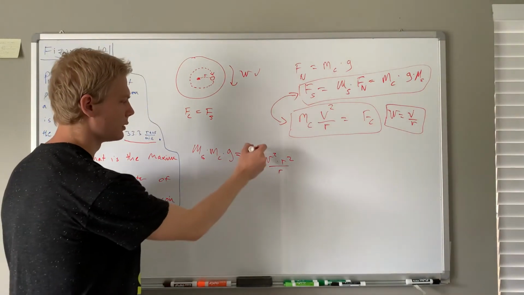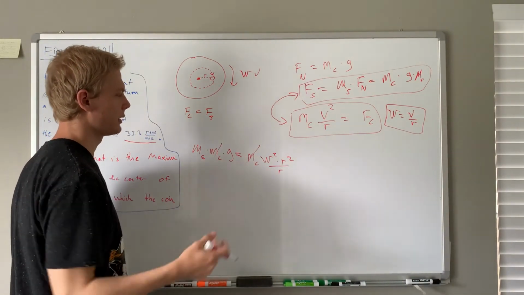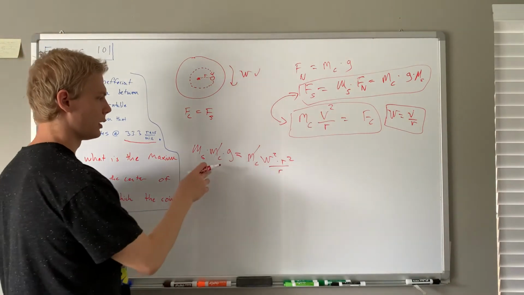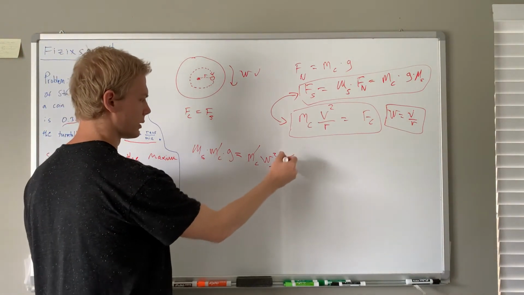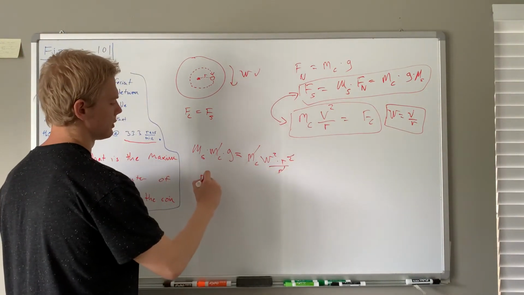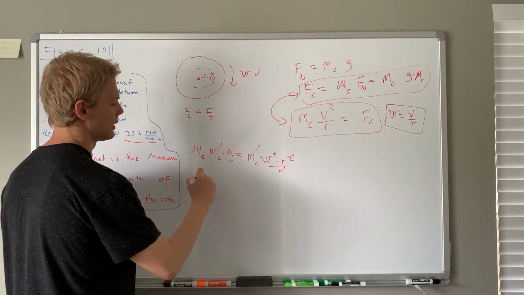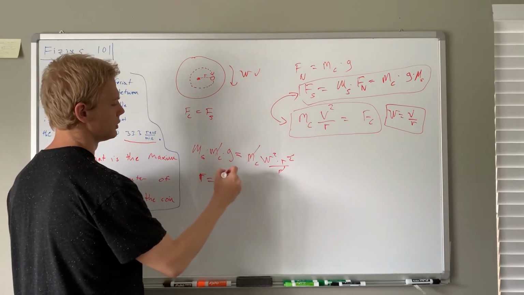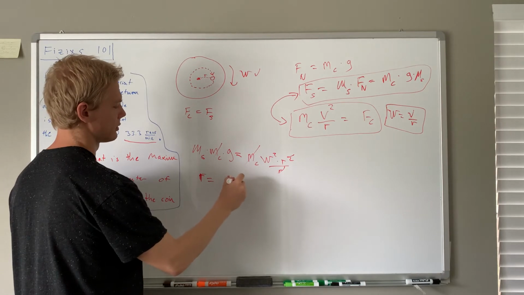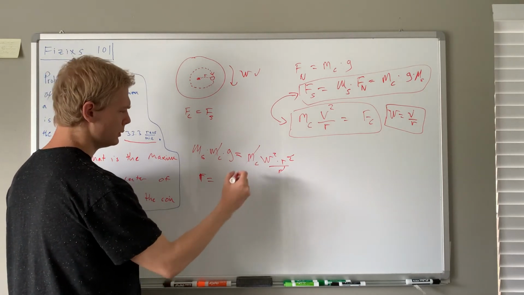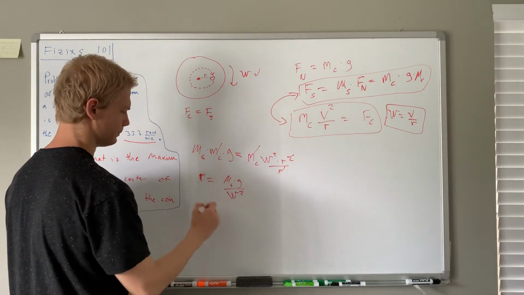Turns out you don't need to know the mass of the coin, which is why they don't even give it to you. And this mass cancels. So you're left with the maximum r equal to the coefficient of static friction times gravity over omega squared.